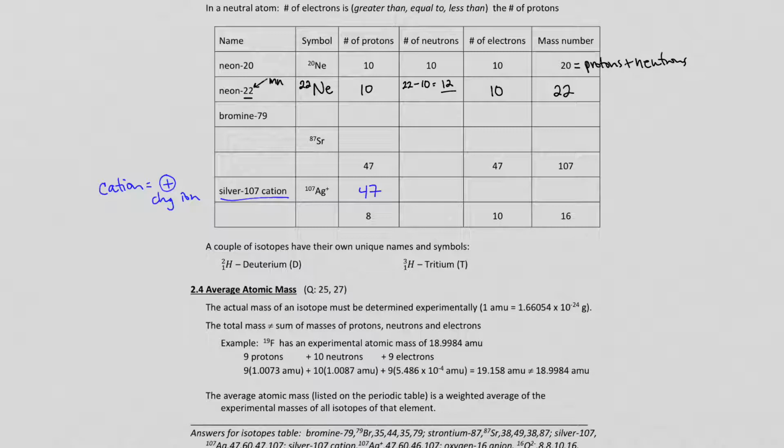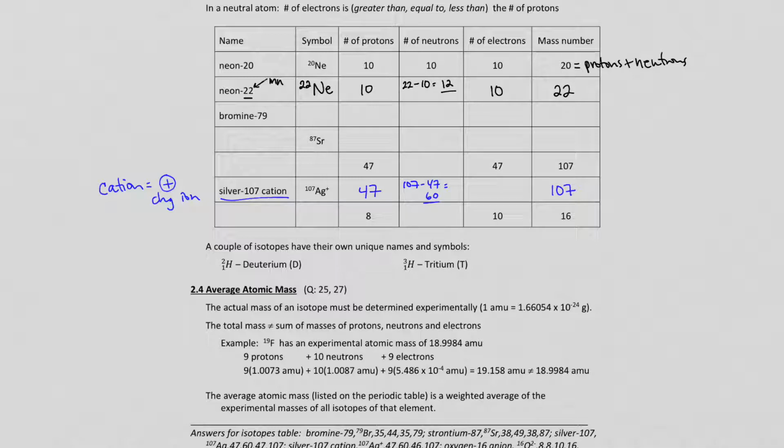Now, since it has 47 protons, we're just going to go straight across in the table. We're just going to do our mass number of 107, and we'll write that in right here, minus the 47. That gives us 60 neutrons.